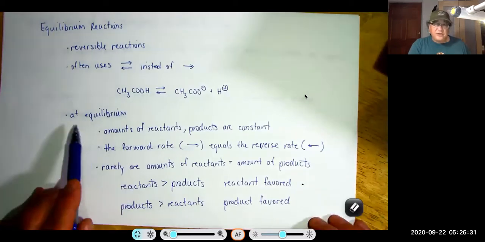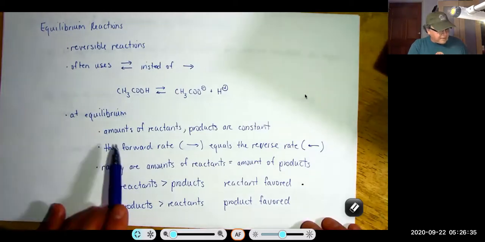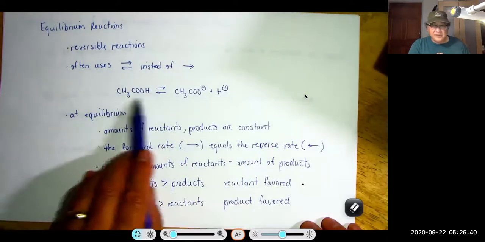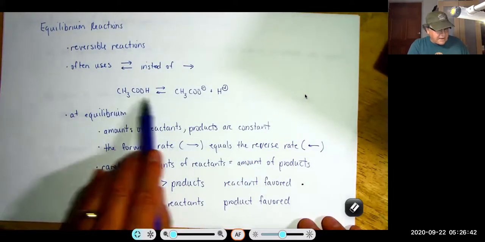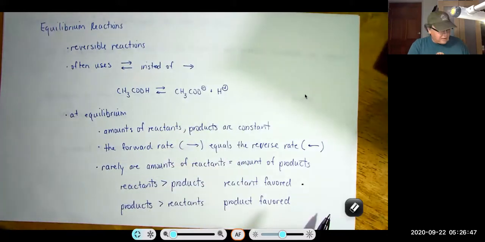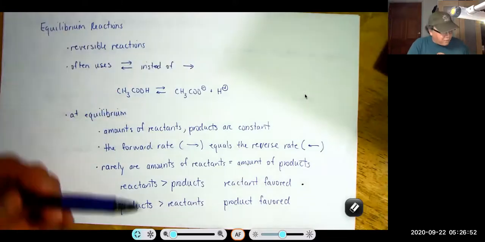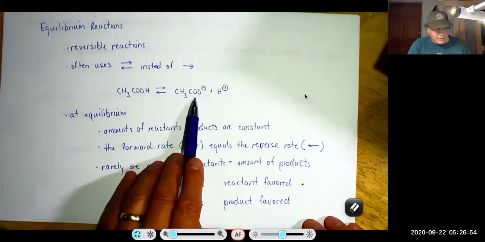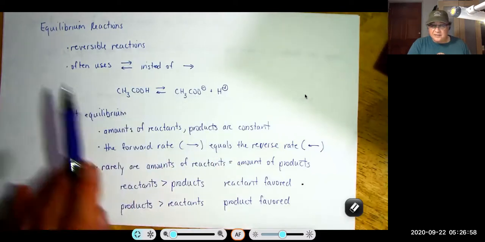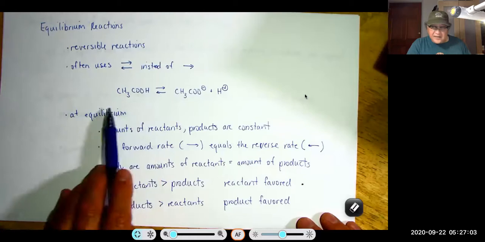So here's some things you need to know at equilibrium. When you have equilibrium, the amounts of reactants and products are constant. So this amount does not change. This amount does not change, and this amount does not change. The forward rate equals the reverse rate. So if one of these is coming apart in 1 second, one of each of these is coming together in that same second. So that the amount of these doesn't change and the amount of these doesn't change. They stay constant.